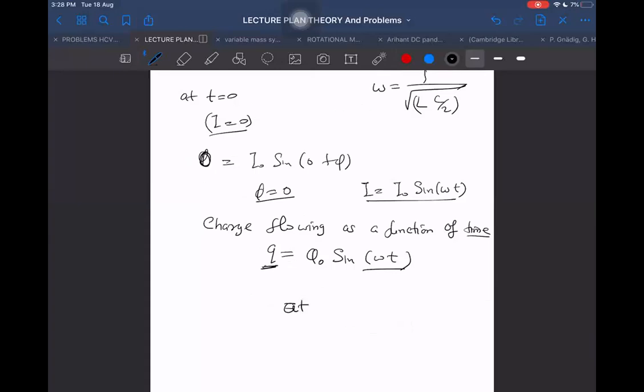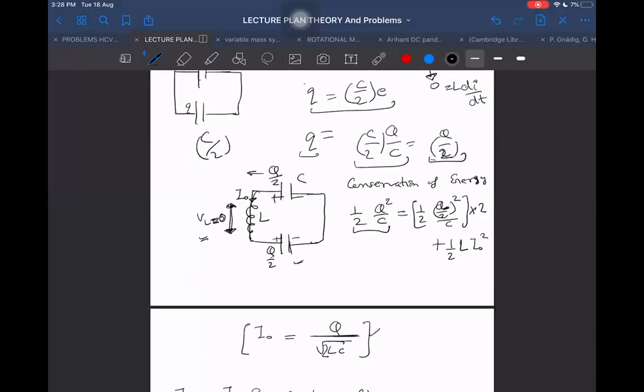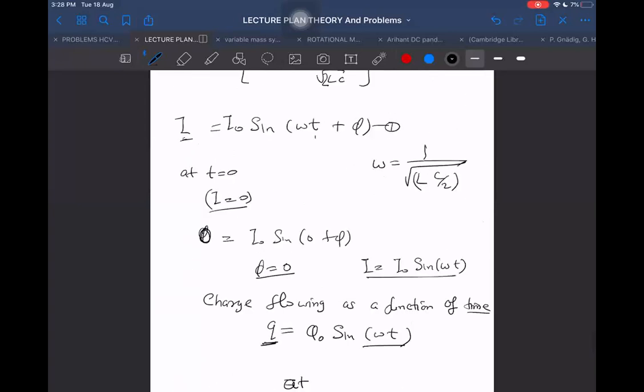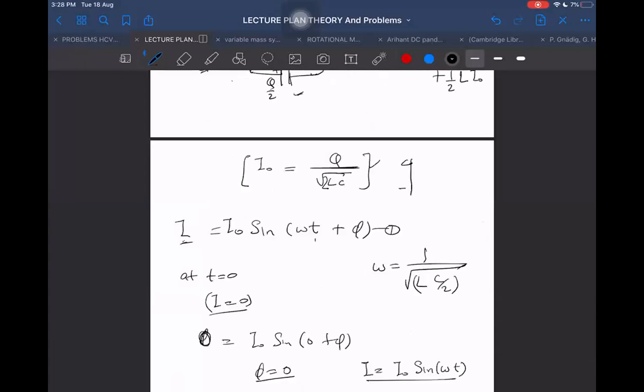After what time will it attain the peak value? I know one thing, that current was 0 initially and it attained the peak value, and that will happen obviously in T/4 time period. In the I versus t graph, in T/4 time it will attain the peak value. What is the time period? Everybody knows the time period is 2 pi by omega, which is 2 pi into root LC, so T/4 becomes pi root LC by 2. We can get T/4 also.